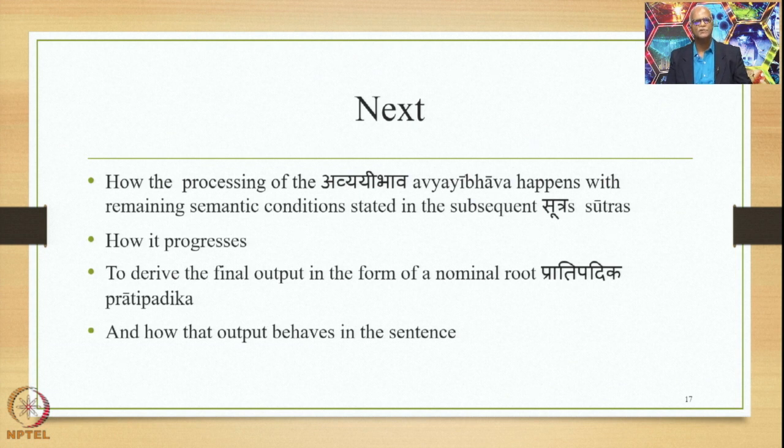Now next, we continue studying the other sutras which prescribe the avyayibhava samasa, and we try to understand the processing of the avyayibhava samasa with the remaining semantic conditions stated in the subsequent sutras. We will also try to understand how the derivation of the avyayibhava samasa progresses, in which stages, to derive the final output in the form of a nominal root or pratipadika, and how that output behaves in the sentence. So far, we have seen that the pratipadika output is shown in blue colors and the laukika vigraha is shown in red colors in this lecture series. We continue to study the avyayībhāva samāsa vidhāyaka sutras in the next lecture as well.